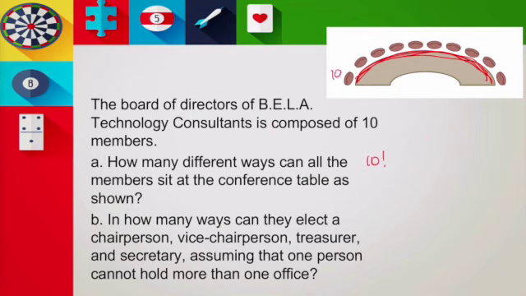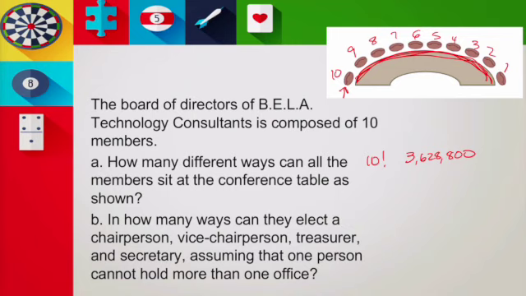There's 10 options of who can sit in this spot. Once we put someone here, there's 9 options for this spot, and then 8 options, and 7, and 6, and 5, and 4, and 3, and 2, and 1. So 10 factorial, which is 3,628,800. That's the thing with factorials. The numbers get real big real fast.